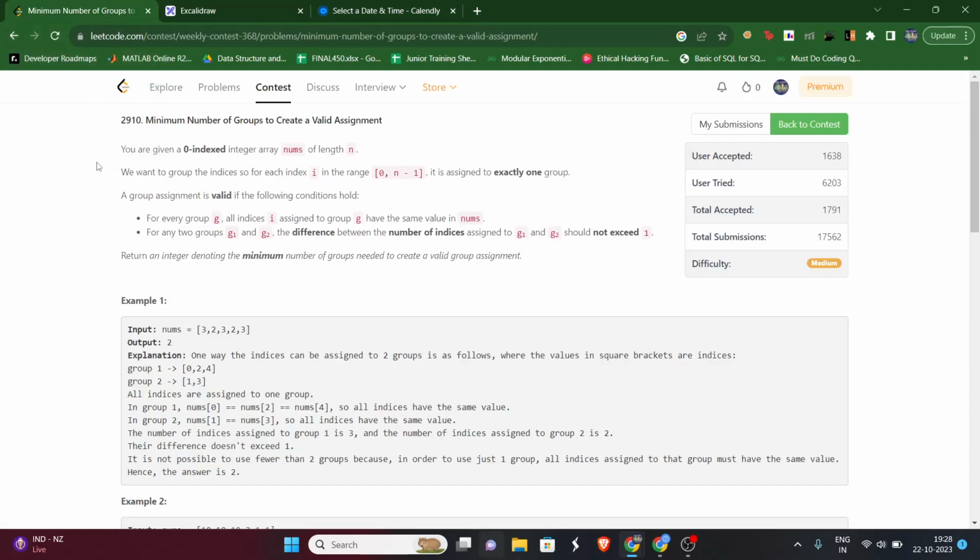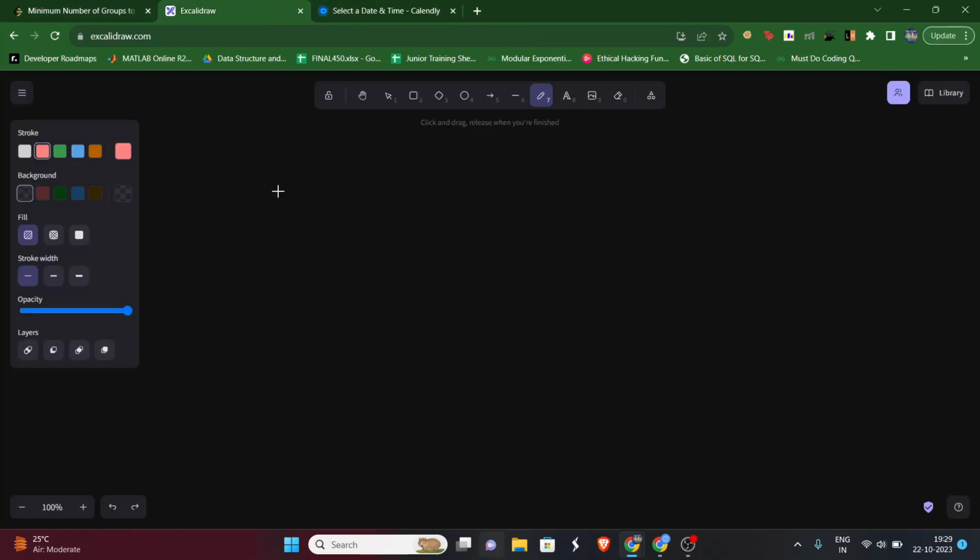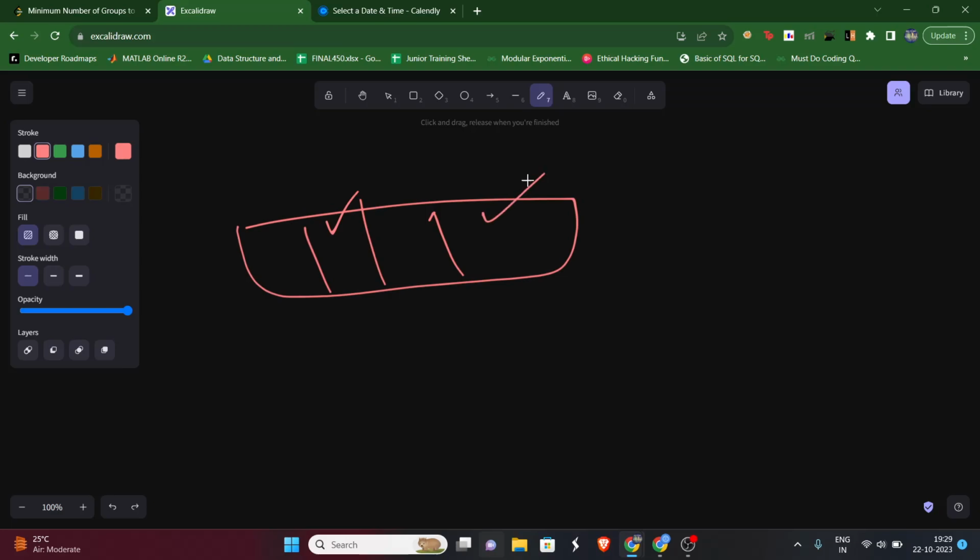Okay, now moving back to the question. The question is saying that we'll have an array nums of length n, and we want to group these. How are we grouping it? In one group, all the values should be the same. So let's say we have some array, and we select these indices and this index for one particular group, then the value at these indices should be the same. Let's say if there is 2, there should be 2, and at this place also there should be 2.